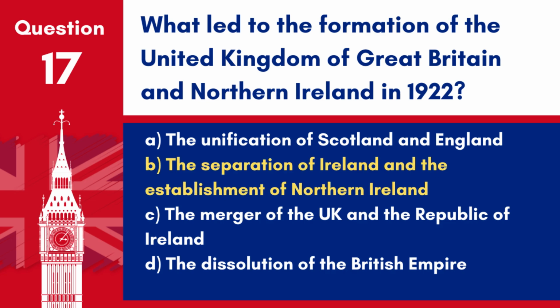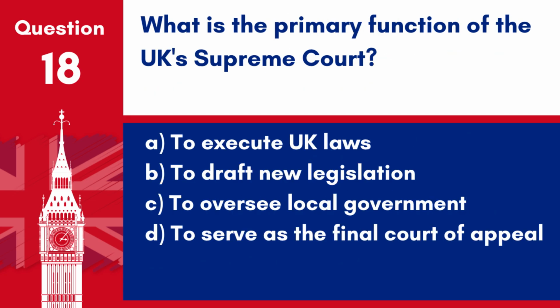Answer: B. The separation of Ireland and the establishment of Northern Ireland. The formation of the United Kingdom of Great Britain and Northern Ireland in 1922 occurred after the partition of Ireland and the establishment of Northern Ireland as a separate entity. Question 18. What is the primary function of the UK's Supreme Court?